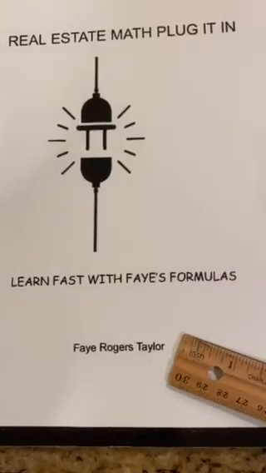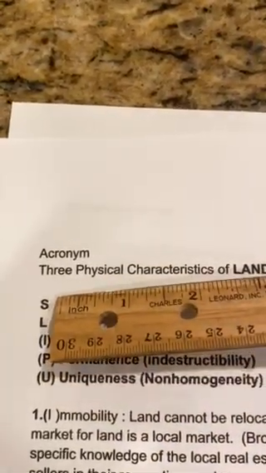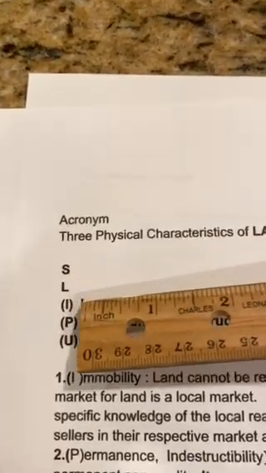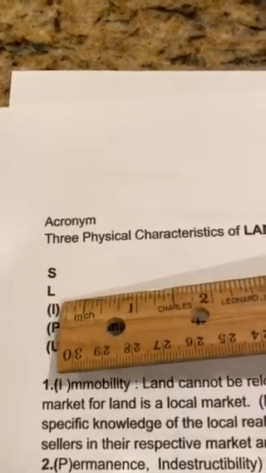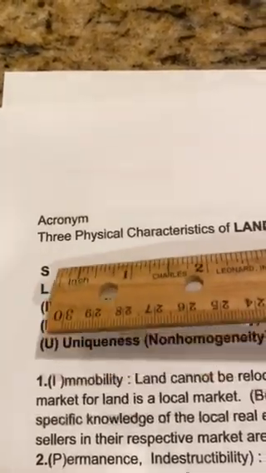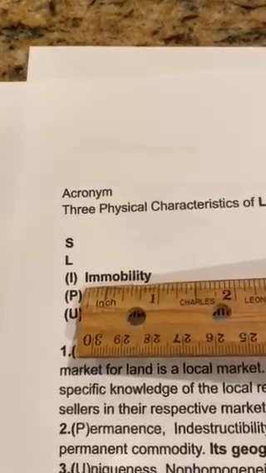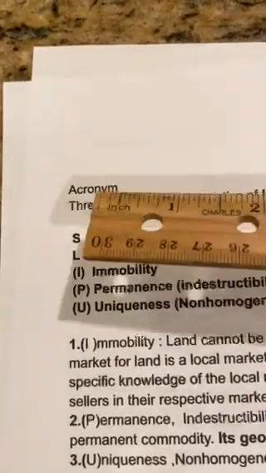Faye Rogers Taylor. Today we're going to review the acronym for the three physical characteristics of land. And you write down on your scrap paper for the state test, SLIP, and add a U. You notice you write SLIP and a U, and you do not use the S and L, but you go down to the I. You write immobility, and these are physical characteristics of land.